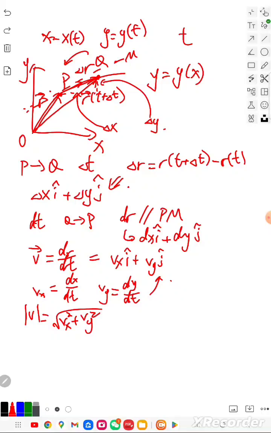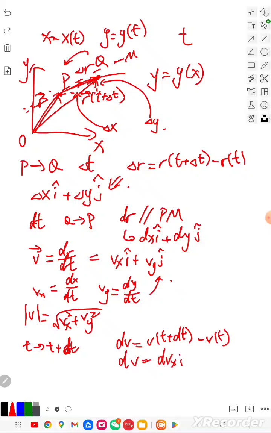From t to t plus dt, in this infinitely small time interval, the change in the particle velocity and its components are dv equals v(t plus dt) minus v(t), and dv equals dvx i-hat plus dvy j-hat. So the particle at time t has an instantaneous acceleration. We can just call it acceleration, which is defined as a equals dv/dt. In the same way, it is equal to ax i-hat plus ay j-hat.